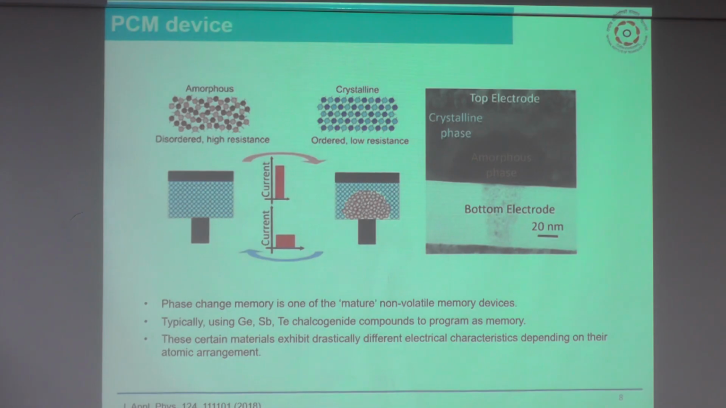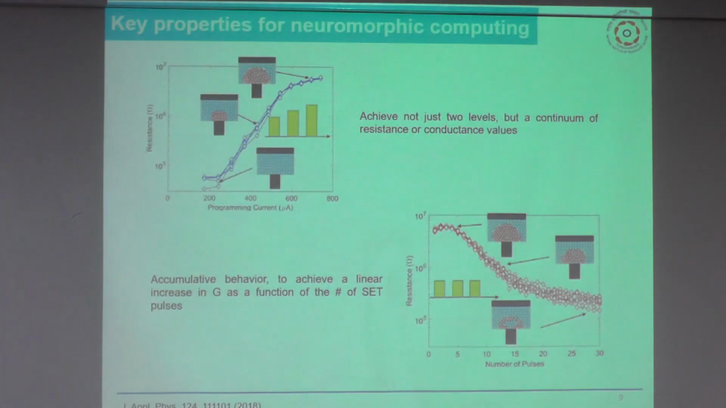So you can tune based on your different levels, based on the atomic arrangement. If we talk about the key property of this device for neuromorphic computing, you can see here it achieves not just two levels but a continuous range of resistance or conductance levels, as you can see.